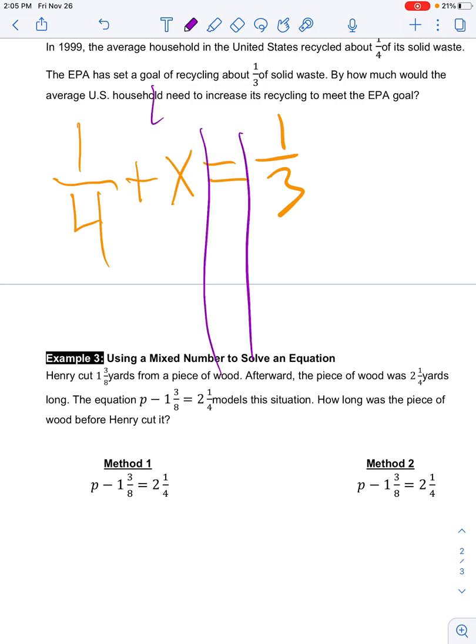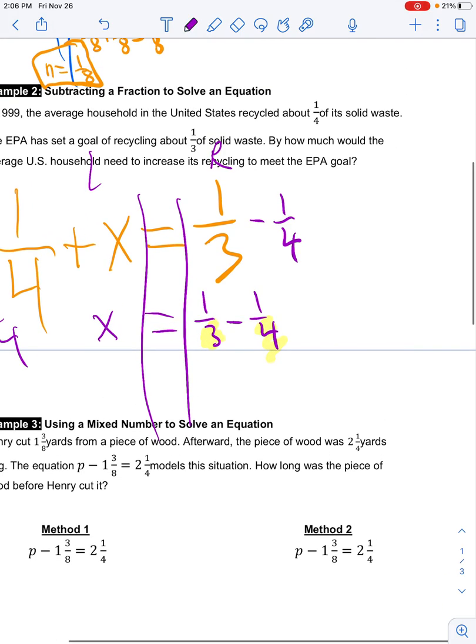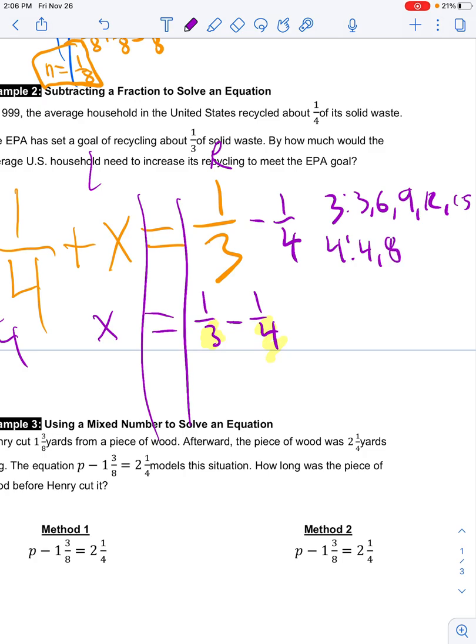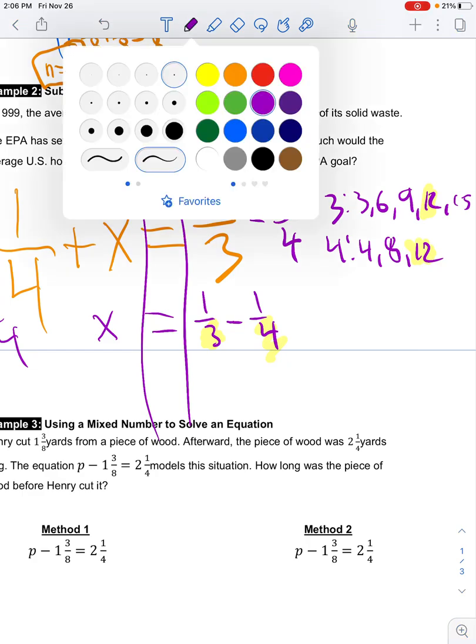So again, if I separate my left side and my right side, I have 1/4 plus x equals 1/3. For me to get rid of positive 1/4, I need to subtract 1/4. And when I subtract it on the left, I need to subtract it on the right. So x equals 1/3 minus 1/4. Let's find common denominators. What do 3 and 4 have in common? 3, 6, 9, 12, 15. 4, 8, 12. Oh, I see we both have a 12 in common.